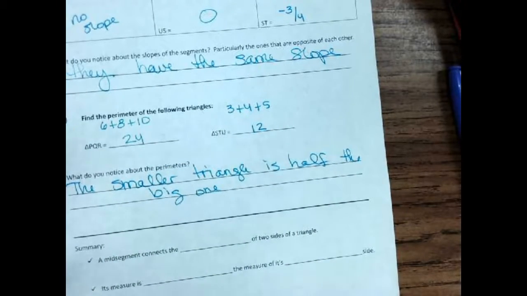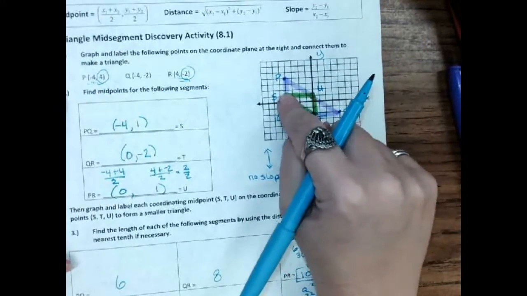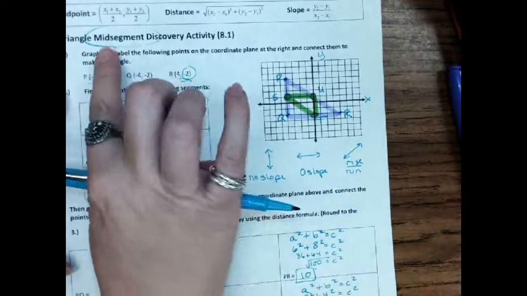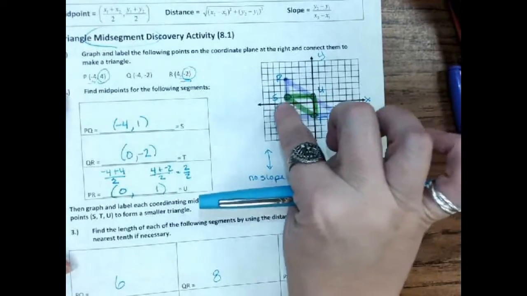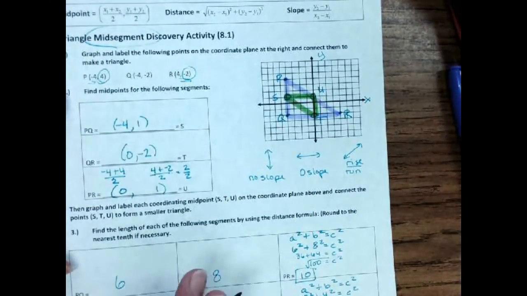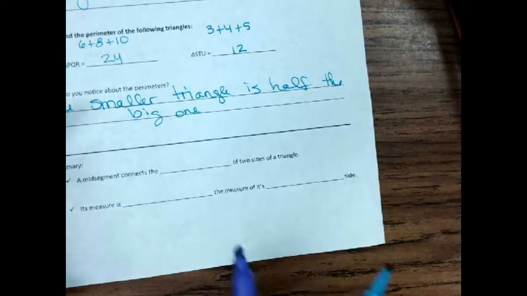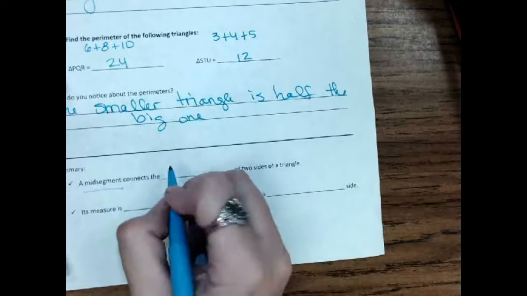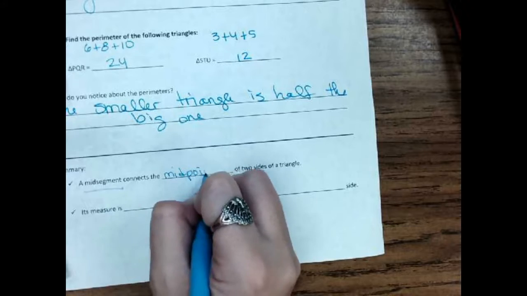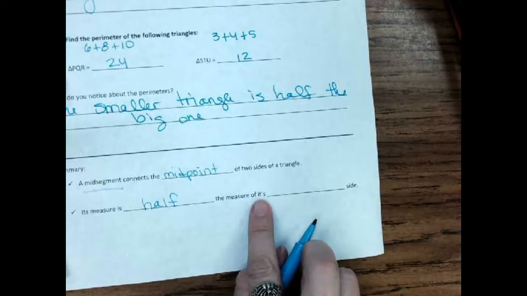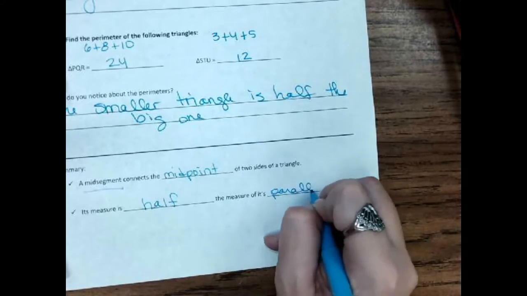So what we call all these segments, which I didn't start off by pointing out, is when I connect the middle of this side with the middle of that side, we call that a mid-segment. Mid, the middle, right? If I connect those, it's the mid-segment. And we figured out several important rules about mid-segments. So if it's a mid-segment, it connects the midpoint of two sides, and its measure, its length, is half the measure of its parallel side.